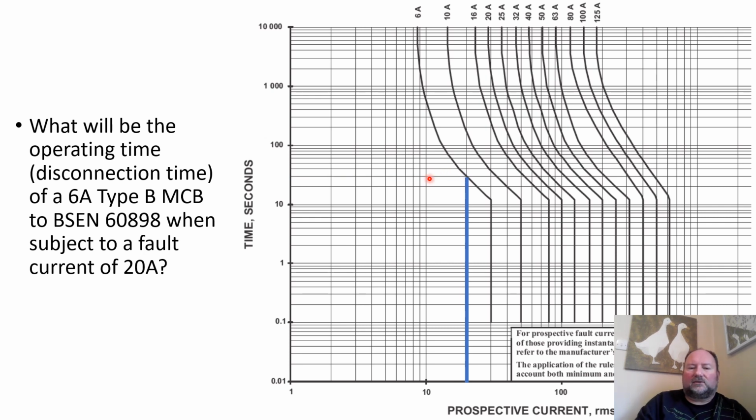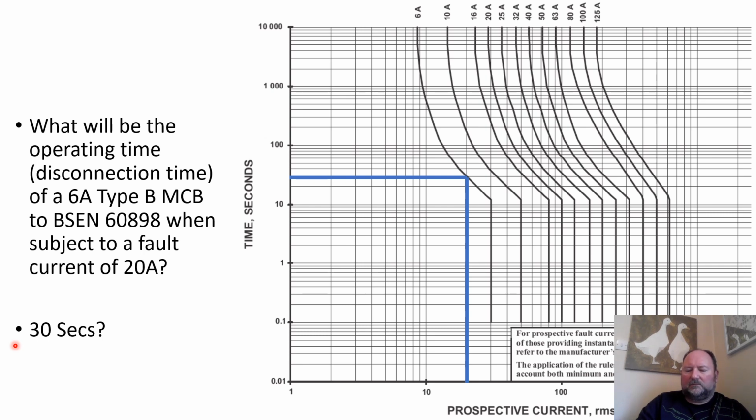So let's read that across. So if this line is 10, that one will be 20, this one is 30. So at 20 amps of fault current on a 6 amp circuit breaker, that would disconnect in about 30 seconds. Which is again a bit scary. This 6 amp circuit breaker might just be doing a lighting circuit, 1 mil to an earth, that can suddenly have to carry 20 amps, and it'll be like that for 30 seconds.